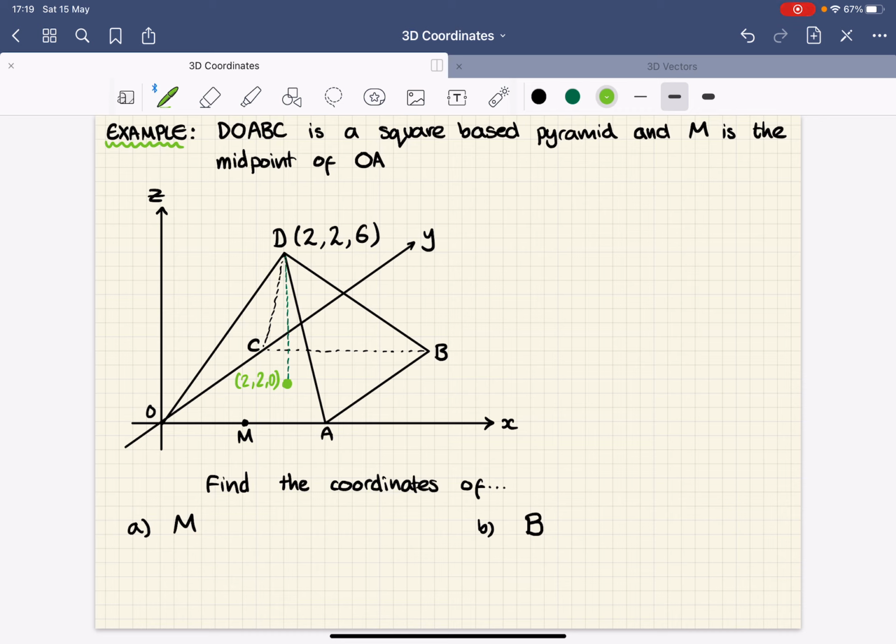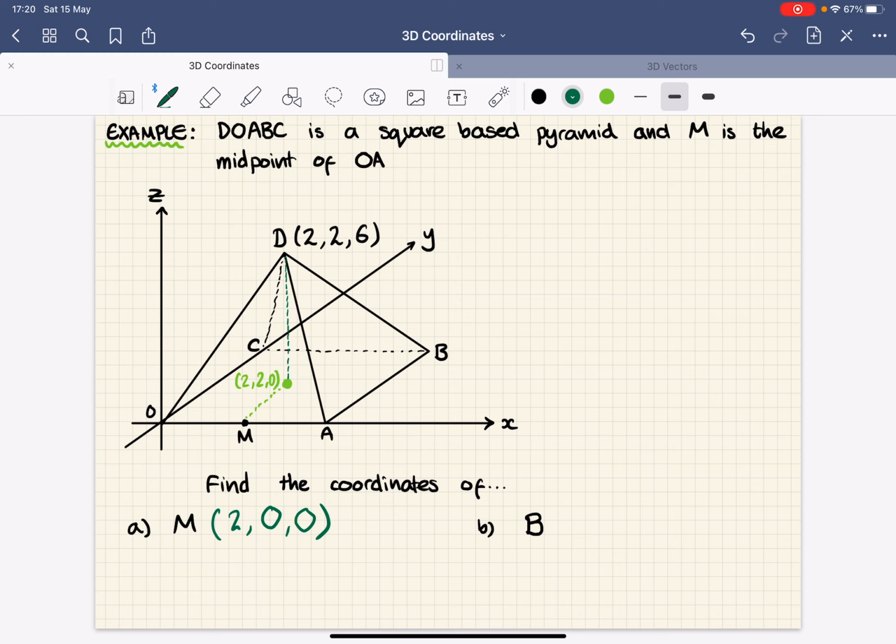And then I know M is the midpoint of O to A. So reading across, I'm now coming back onto the x-axis. And so I would have still gone across there by that 2. But I'm not in the background anymore, and I'm not gone up anymore. So M is just going to be 2, 0, 0.